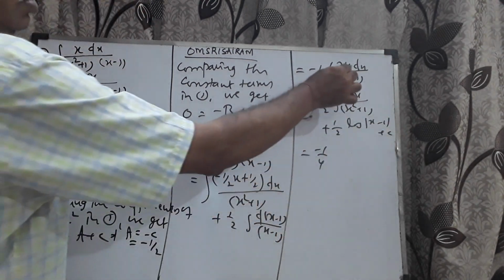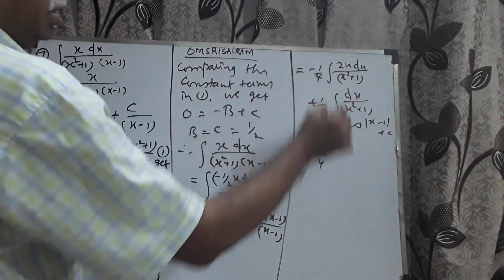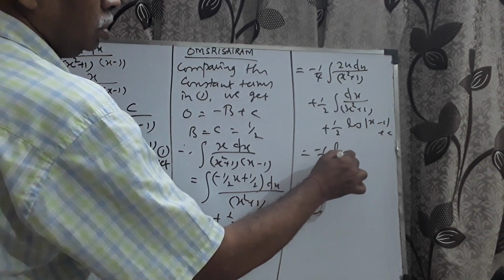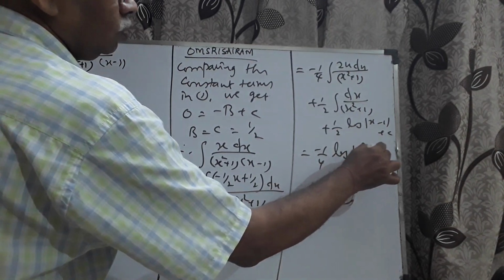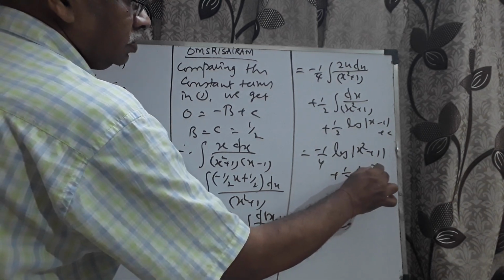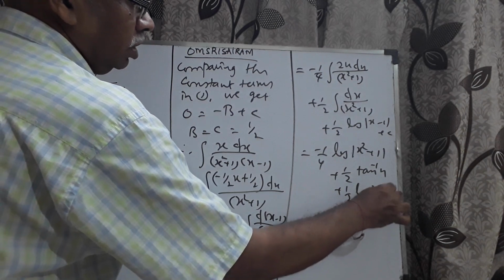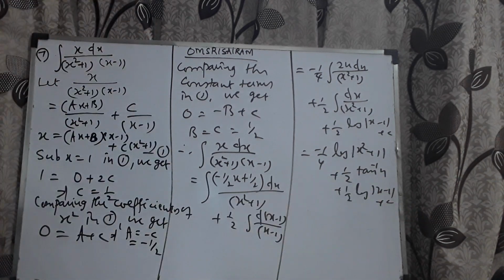Therefore this is the form dt by t. I am avoiding substitutions here. This is the form dt by t. Therefore minus 1 by 4 log mod x square plus 1 plus half tan inverse x plus half log mod x minus 1 plus c. That will be the final answer.